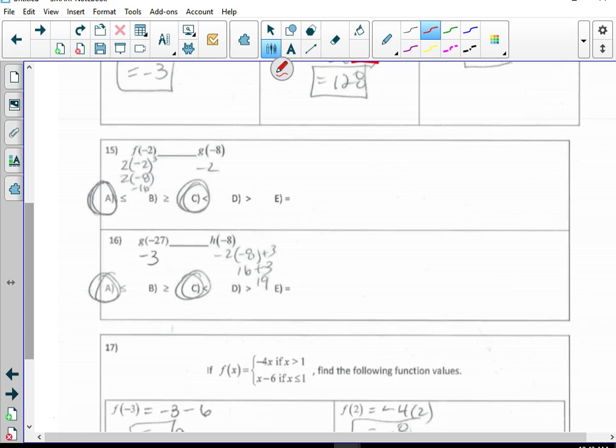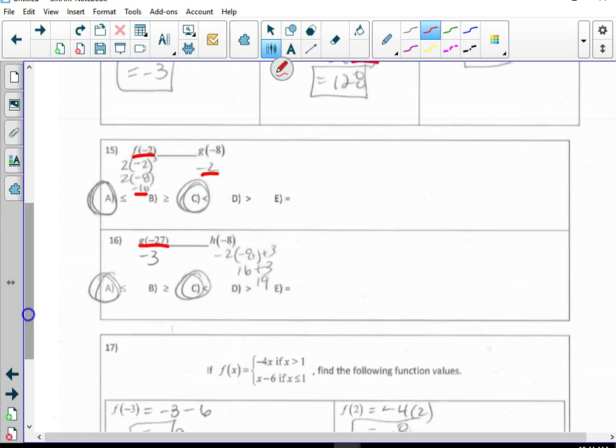Okay, this you're just crunching the numbers. So you're plugging these numbers in and seeing what you get. So if you plug -2 in for F, you get -16. If you plug -8 in for G, you get -2. And so you want to use one of the less than symbols, because -16 is less than -2.